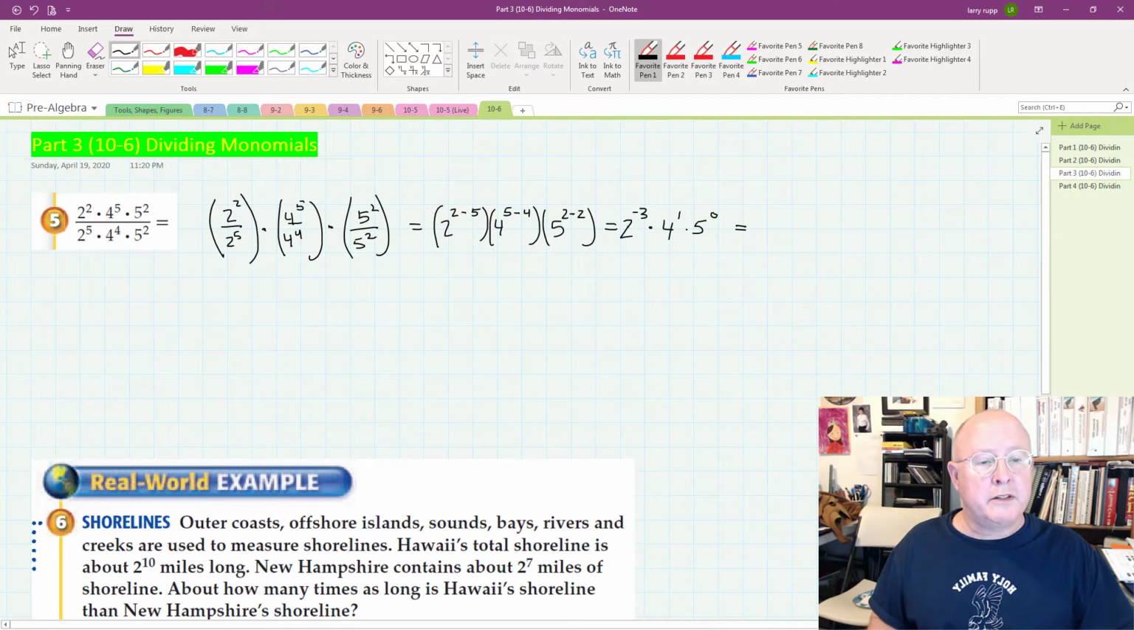We can't combine 2 to the negative 3 and 4 to the first, right? Because they're different bases. So in this case, we have to break this out with positive exponents. So this is a negative exponent, 2 to the negative 3. Negative 3 means that it goes into the denominator with a positive exponent, 2 to the 3. 4 to the first power is just 4.